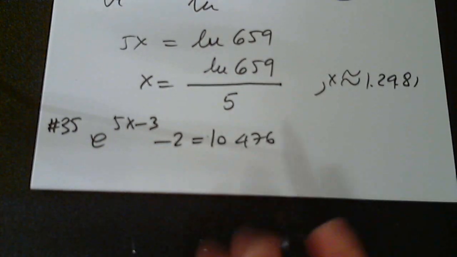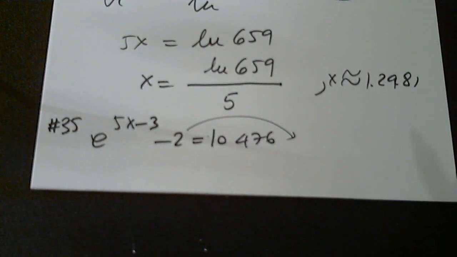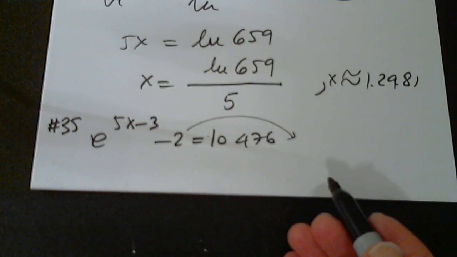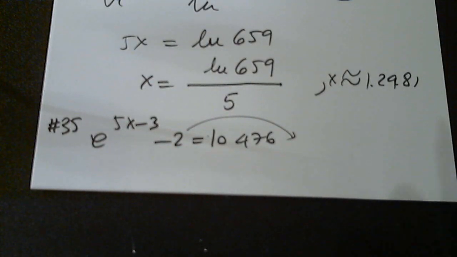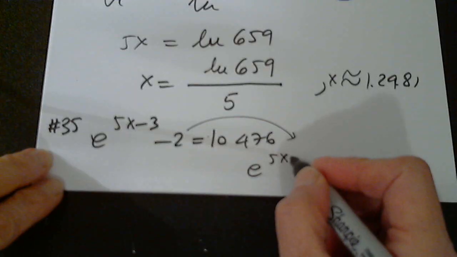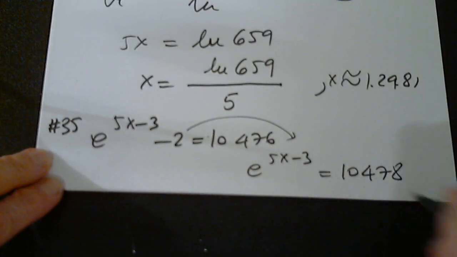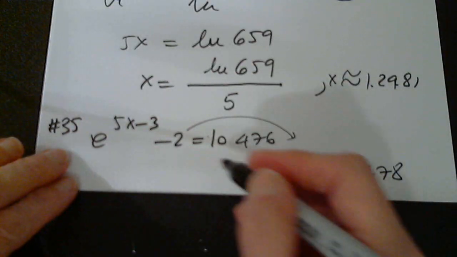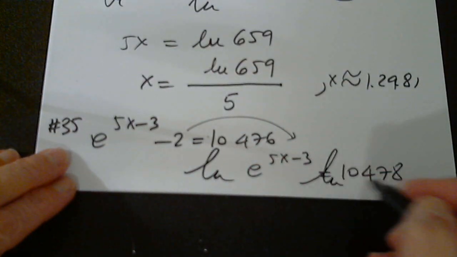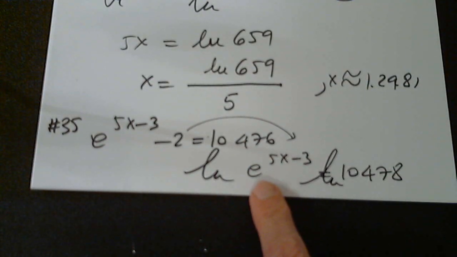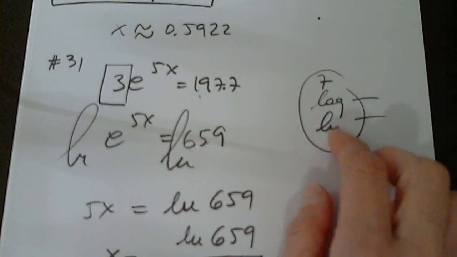At this point, the only thing I can do is add 2 to both sides, or move negative 2 to the other side, where it becomes positive. So e to 5x minus 3 equals 10,478. Ready to apply natural log. Why natural log? Because I see base e here. Again, if I have base 7, it doesn't matter.